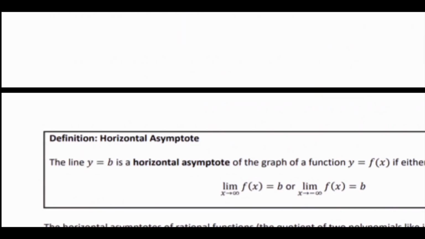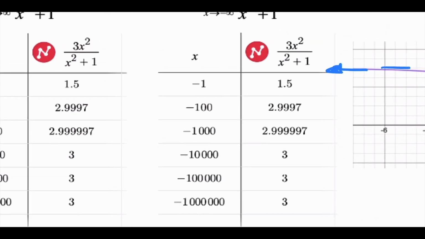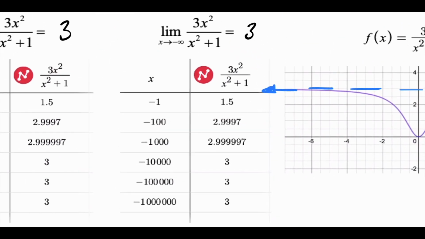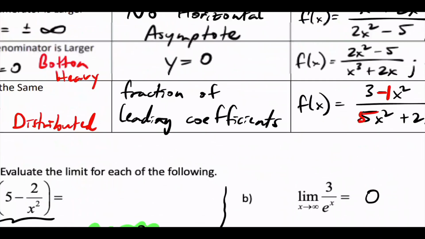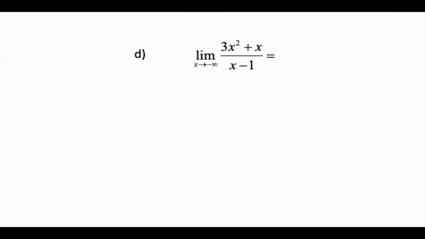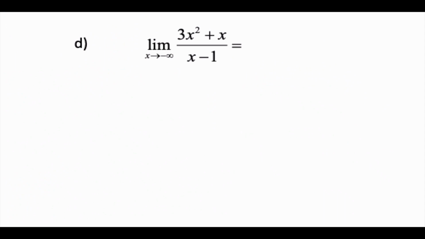That's going to change things a little bit, right? So it's like the middle table here, right? We're still going to do the same thing, though. Since it's approaching infinity or negative infinity, we're still going to look to see if it's top heavy, bottom heavy, or equally distributed.